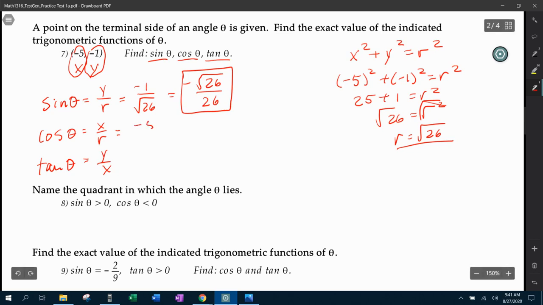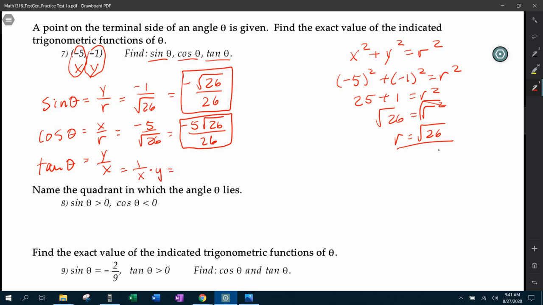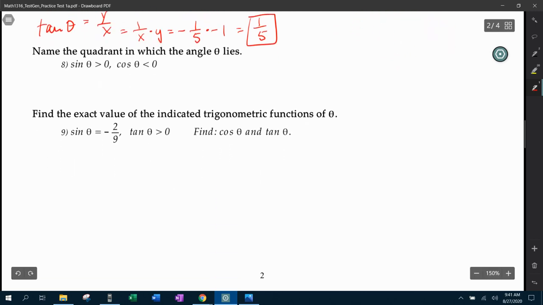Cosine is x over r. Again, we're going to need to rationalize the denominator, so we're going to copy and paste and then erase. And then for tangent, remember I said tangent is the reciprocal of x times y is the easiest way to do that. The reciprocal of x here would be negative 1/5 times y, which is going to be 1/5. And there are the answers for sine, cosine, and tangent for that particular problem.